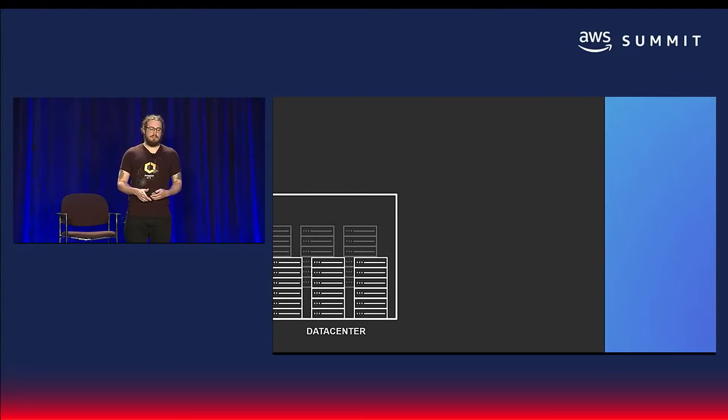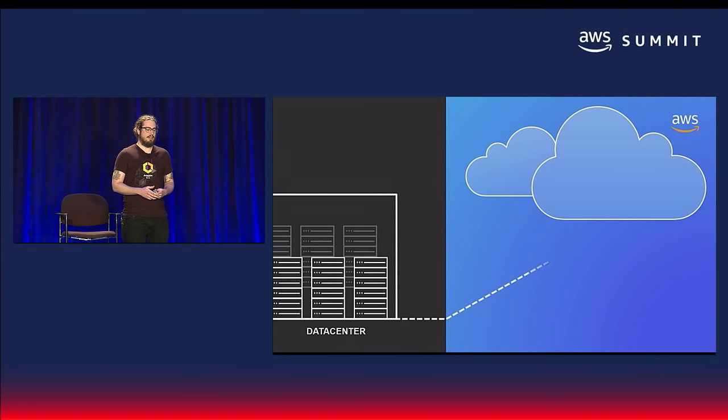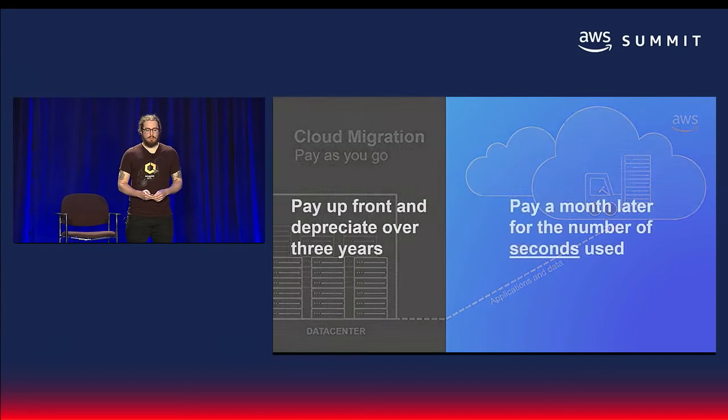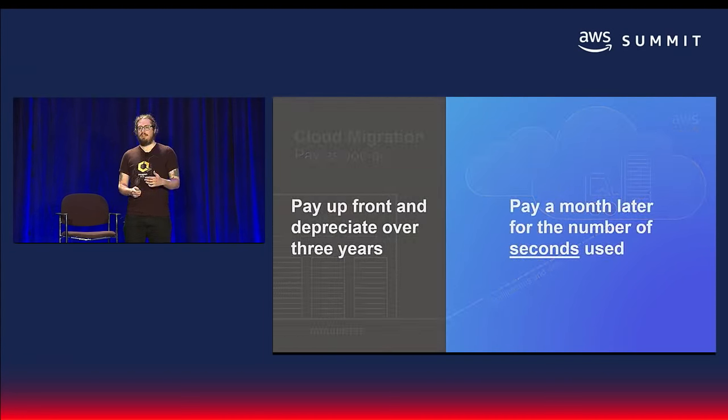And so this led to the cloud migration, where people began moving their things out of the data center into the cloud. And one of the core reasons why they did that was because with the old data centers, you had to pay up front, and you would depreciate that value over the next 3 years.